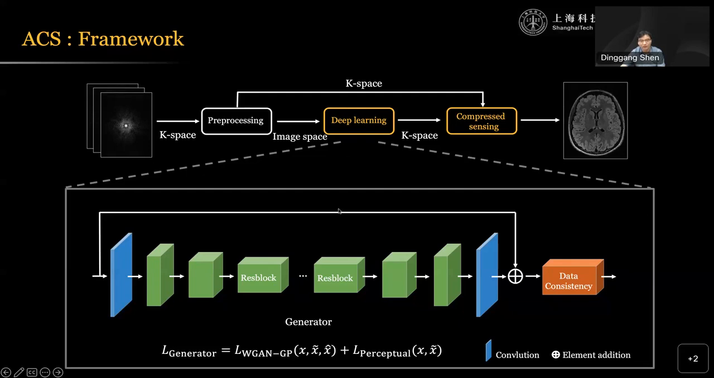You can use a residual network. And also, of course, your output should satisfy data consistency, meaning the information from the image, if transformed to the k-space, should be close to the information I actually acquired in the k-space. So this is the data consistency. And then you have the new information in the k-space from deep learning, and also the original k-space information you acquired. You combine these two pieces of information together and then use compressed sensing. Eventually you can get, for example, the reconstructed MRI image. So this is a very simple framework for AI-assisted compressed sensing.